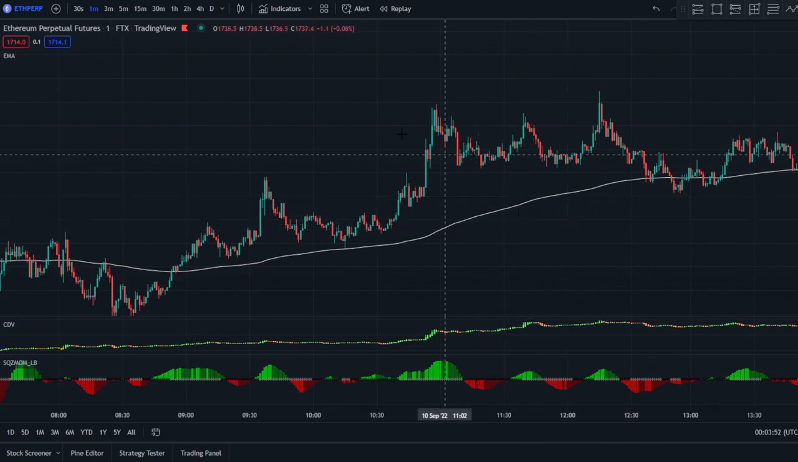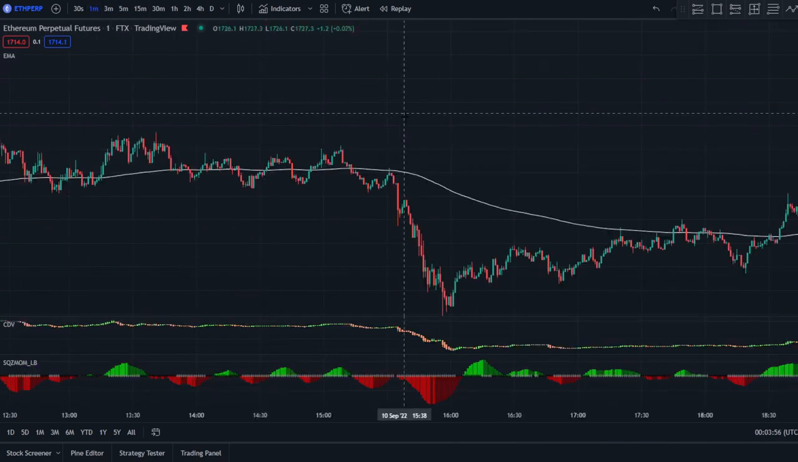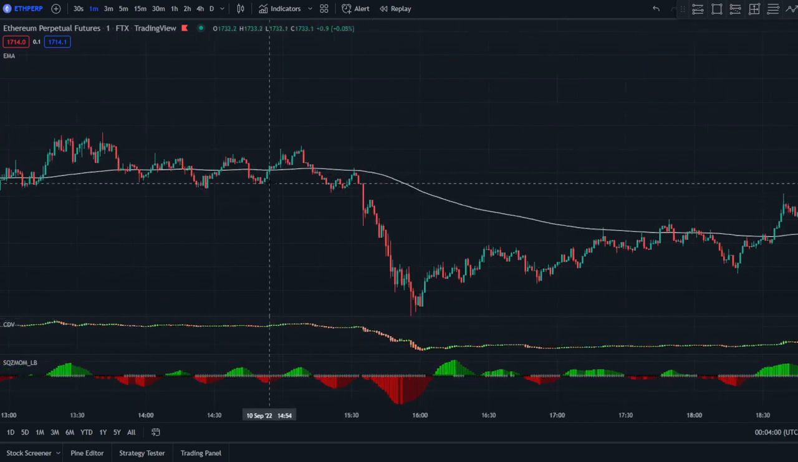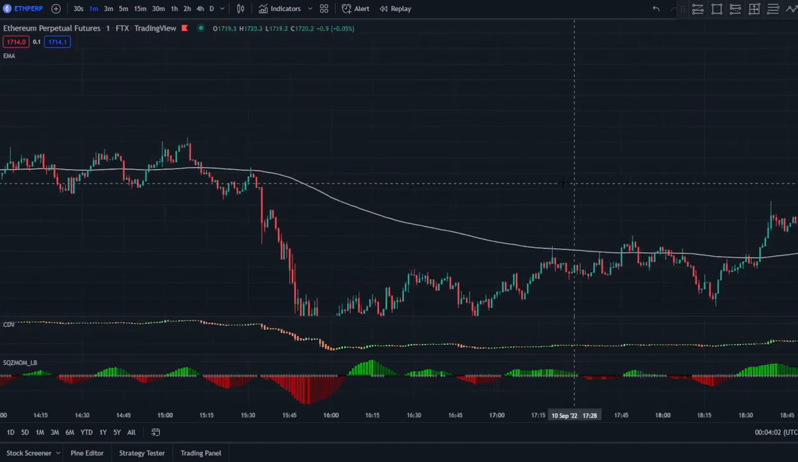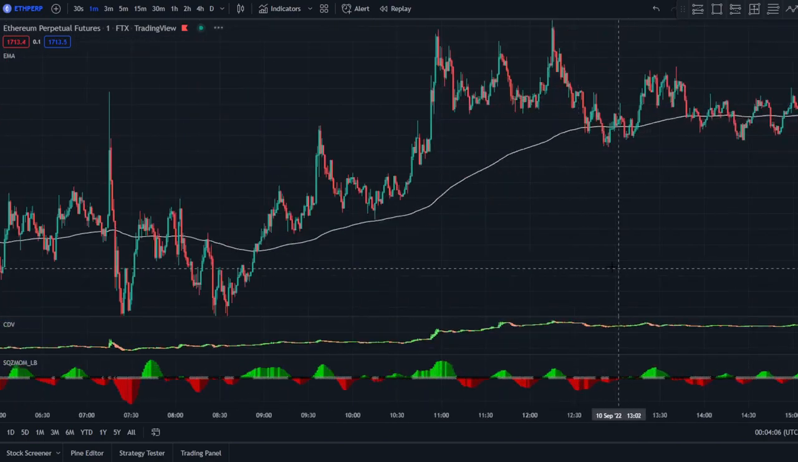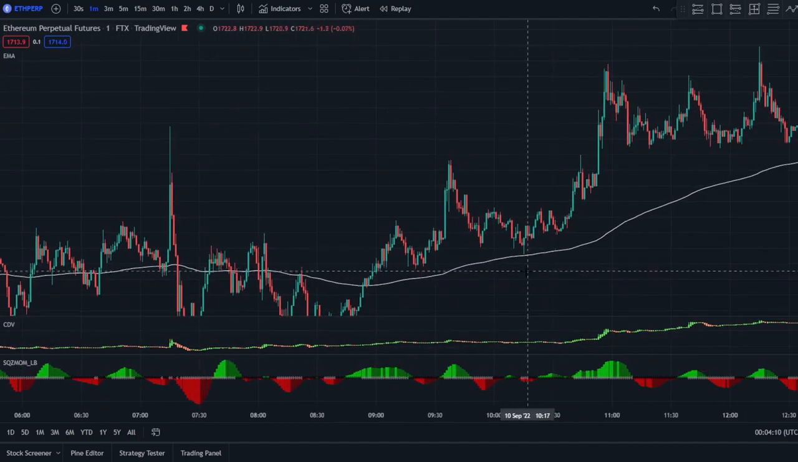So you can obviously use this on the 5 minute chart, but a lot of people like to trade the 1 minute chart because there's much more entries, and I feel that this trading style suits the 1 minute chart. So let me show you guys how to take long positions and how to take short positions. Let's start with the long positions.